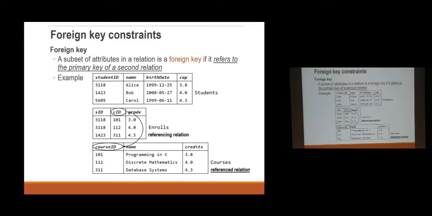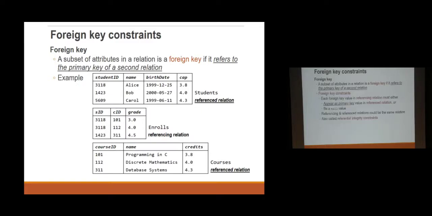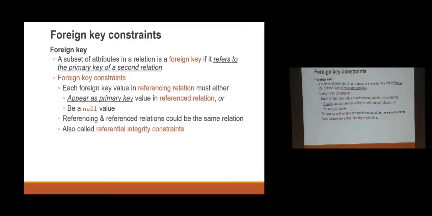Okay? The requirement for foreign key is that it needs to satisfy two things. One is that the value must appear as a primary key in the reference relation. Or it can simply be null. Right? You can actually have a null value, which means that you do not know where to reference yet. And this is actually important. But the reason why it is important is going to be known when we talk about ER diagram.